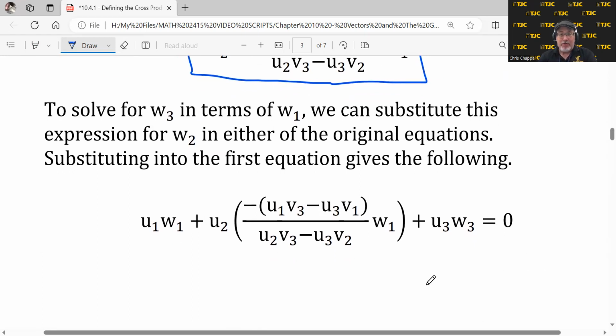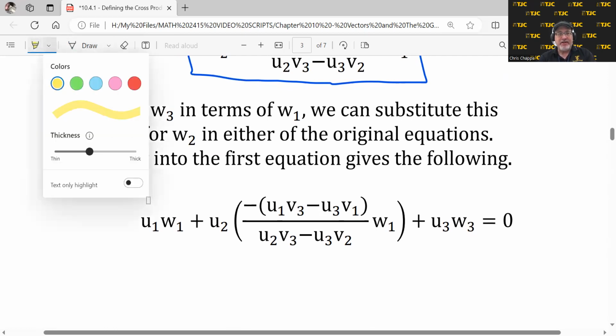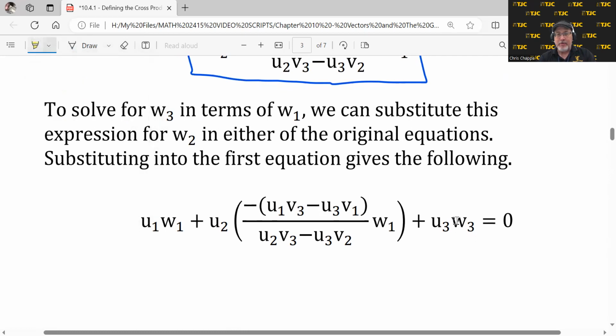It's a little bit messy, but it is what it is. But notice that from an algebraic perspective, this is an equation that has W3 in terms of stuff we already know, all the U's and the V's, and the free variable W1. So I can solve this for W3. It'll be W3 equals a function of W1. And this is where we're going to pick up the instructional video.